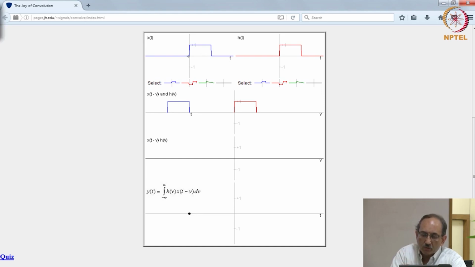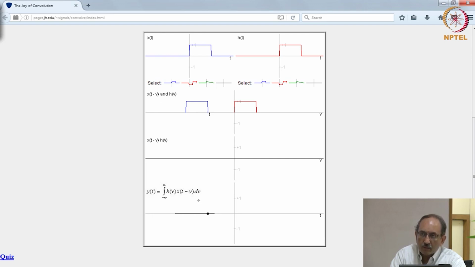However, if you notice where the origin is attached, so this was the original origin. After shifting, remember the pulse was to the right of the origin before flipping, whereas after flipping the pulse is to the left of the reference point, and this origin is marked as t. And now I can move this to the left or to the right, all right. And this third panel is going to show the product. Right now there is no overlap, therefore the product is 0.